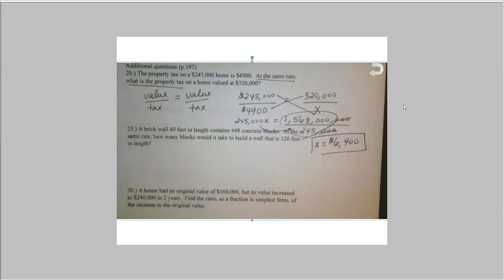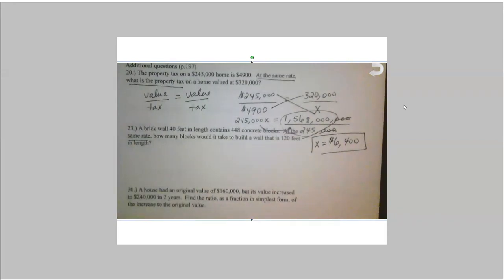A brick wall 40 feet in length contains 448 concrete blocks. At that same rate, there we see that again, setting up a proportion. How many blocks would it take to build a wall that is 120 feet in length? So I've got length of a wall, bricks needed for that wall. Length of a wall, how many bricks are needed for that wall?